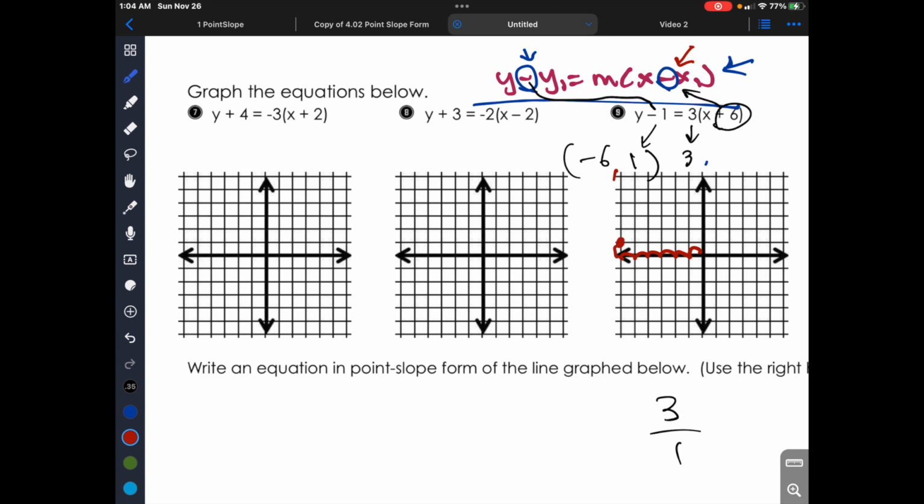Then I'm going to go up 3. So we have 1, 2, 3, and right. Oh, up 3 and right 1. So that's our next point, and now we're going to connect the dots together. So here we have it. Okay. All right, great job, everybody.